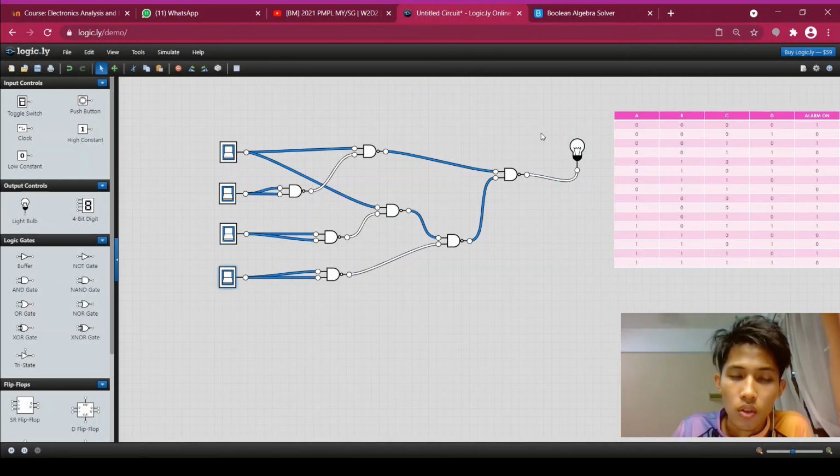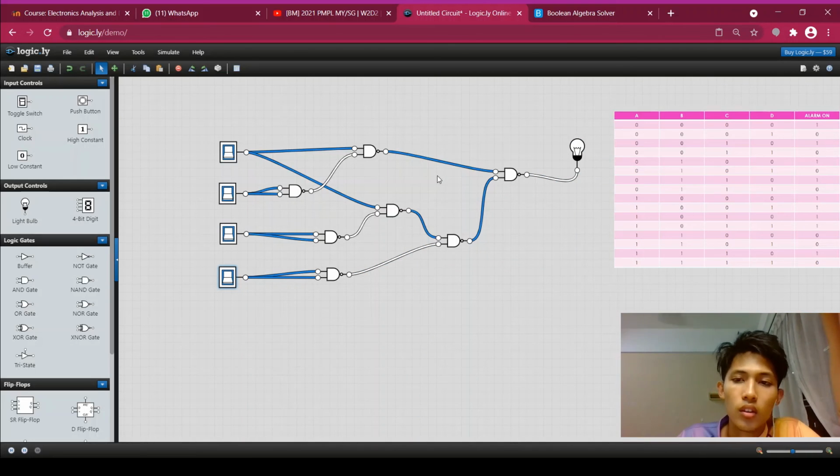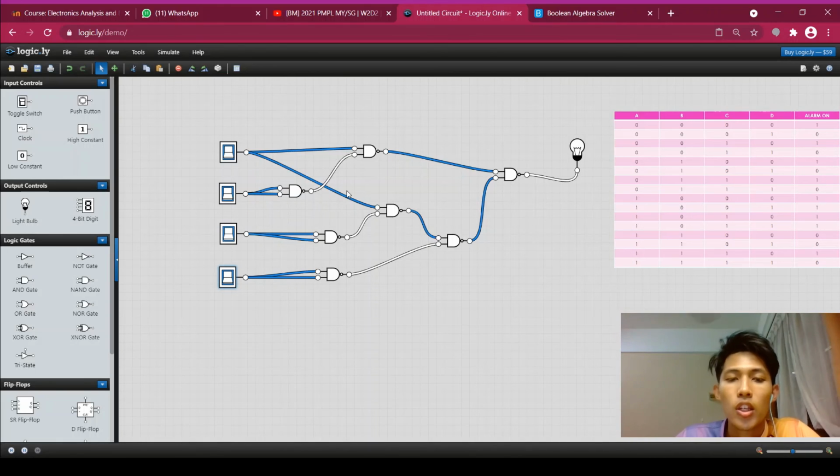And the last one is 1 1 1 1. The result is 0. Referring to our truth table, 1 1 1 1, the output is 0. So it means that our circuit is 100% correct. Based on our simulation just now, all the results using the inputs following the truth table are the same. So this circuit is correct, even though it only uses the universal gate, which is the NAND gate. So that's all from me.